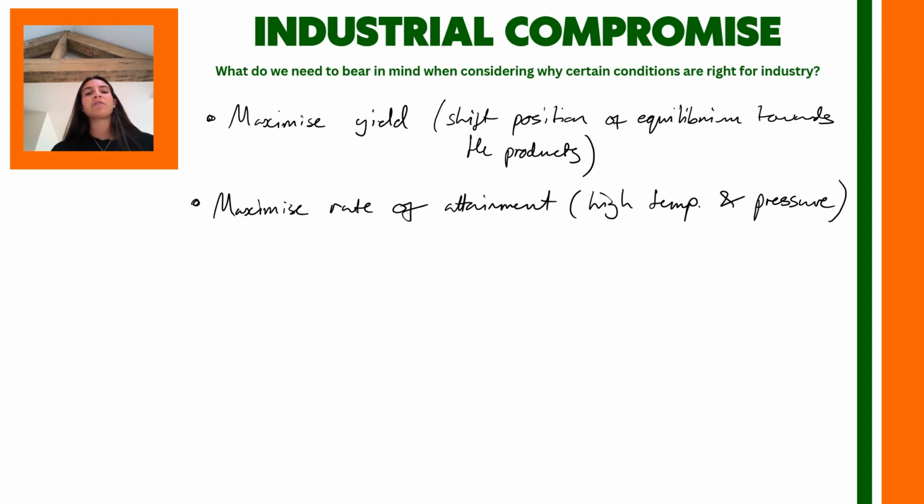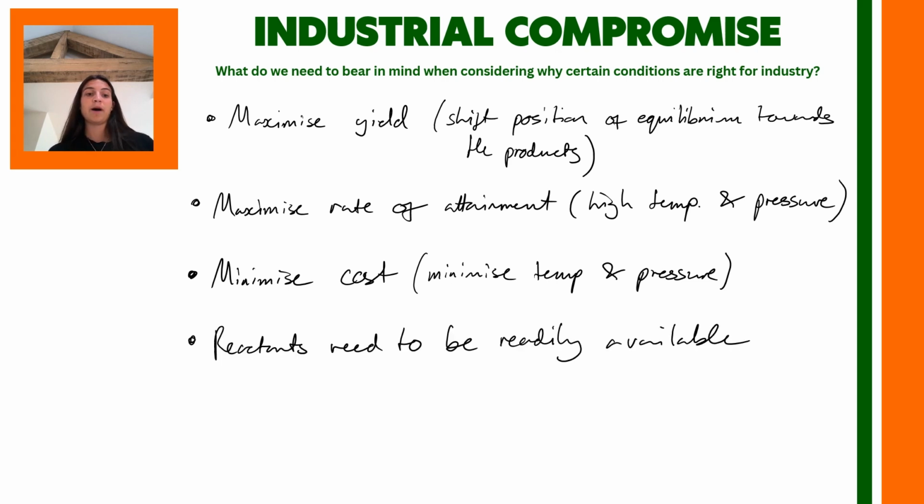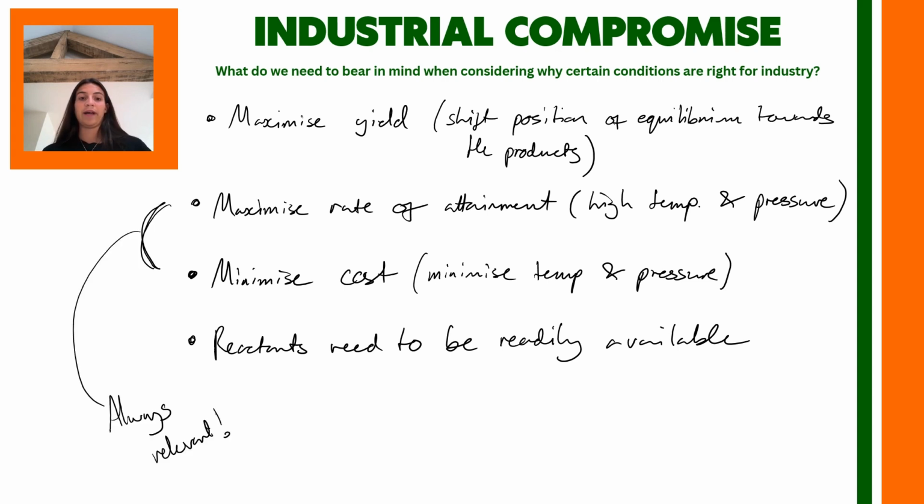And with work you've done on previous topics, you get a higher rate of attainment with higher temperatures and higher pressures. You also need to think about minimizing the cost, which really requires minimizing the temperature and pressure, because those are hard conditions to upkeep and you need a lot of energy and a lot of materials in order to keep them up. And your reactants need to be readily available. So whatever you're trying to react, you need to be able to get hold of it quite easily. Those two bits there are always relevant, maximizing the rate of attainment and minimizing the cost. The other two are kind of bonus things.